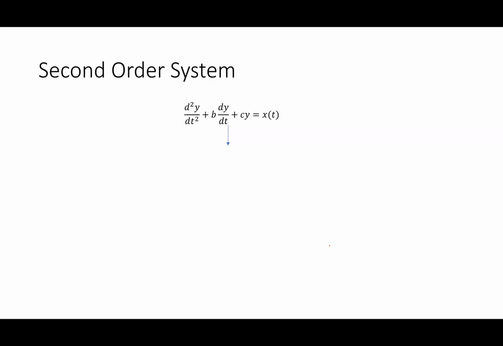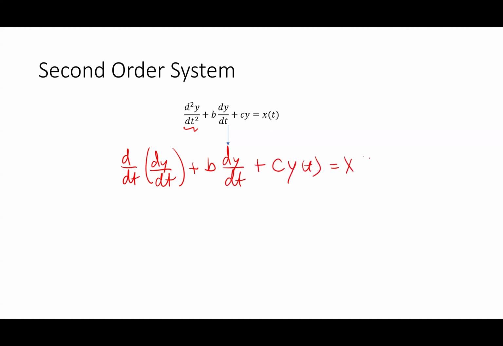How can I think of the second derivative? What's another way to think of a second derivative? It's the derivative done twice. So I can say I've got d by dt of dy by dt, plus b times dy by dt, plus c times y of t, equals x of t. Let me be clear, this is y of t. All I've done is say I'm taking the derivative of the derivative. The second derivative is the first derivative of the first derivative.